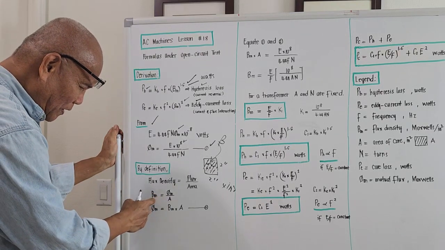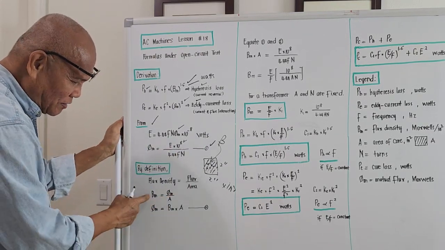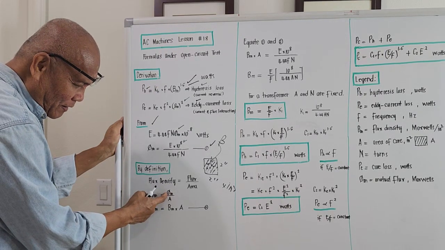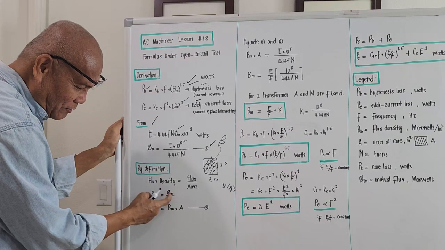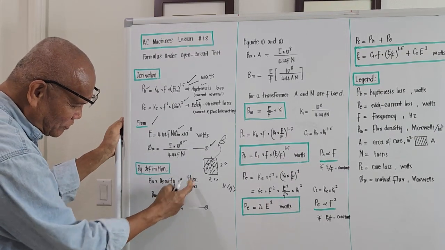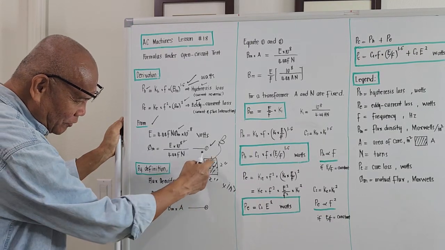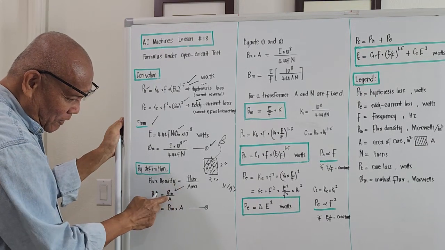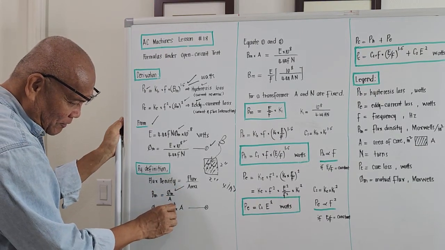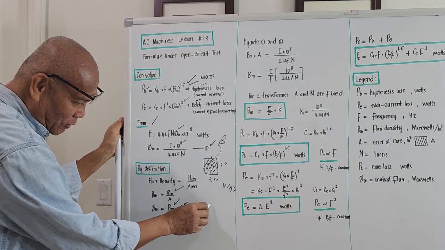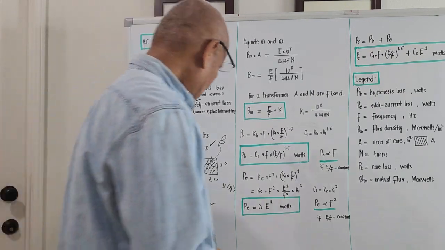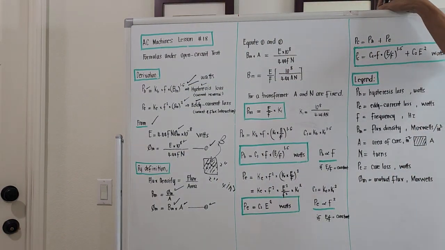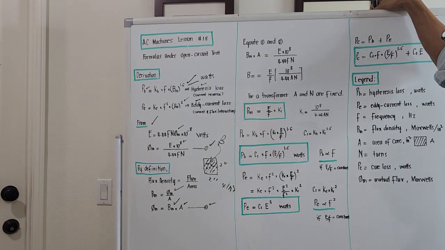If we try to compute for flux density, the designation is capital letter B with the subscript M, and this is the Greek letter phi with the subscript M, meaning the mutual flux. The area of the cross section of the core is simply capital letter A. If we try to compute for mutual flux, it should be the flux density times area. We call this equation number 2. So this is now algebra.